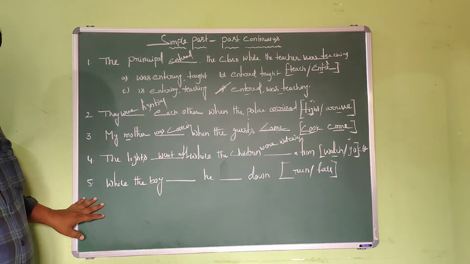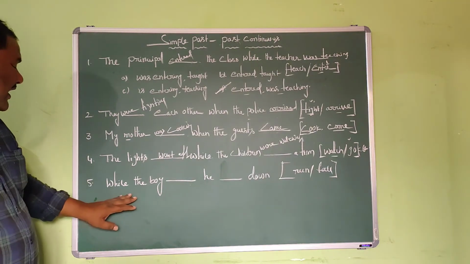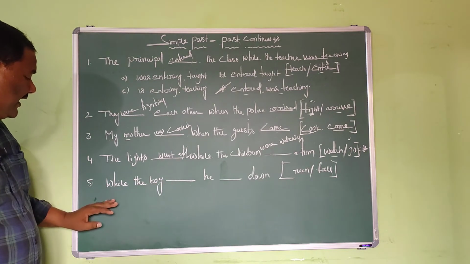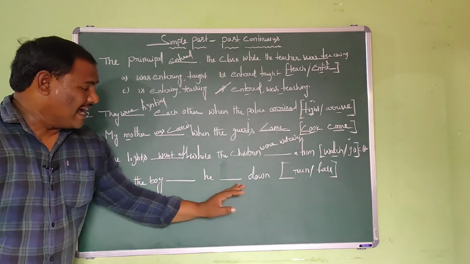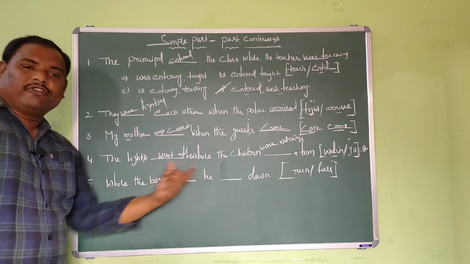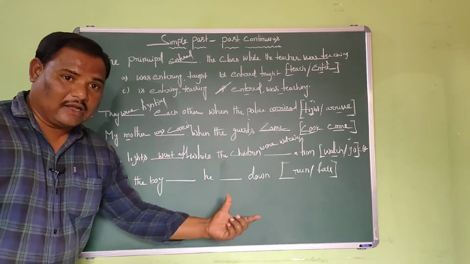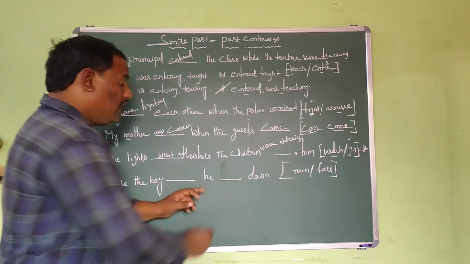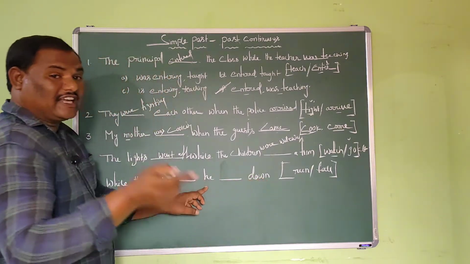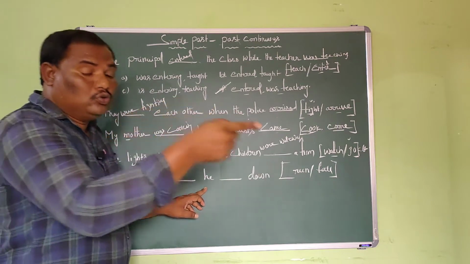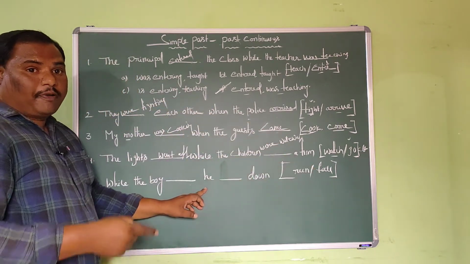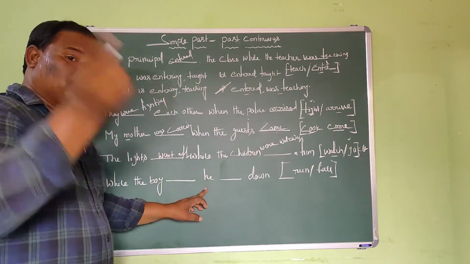We shall go to the fifth question here. While the boy dash, he dashed down. What was happening? What happened? When something was happening, what happened? He dashed down. Fell down, when? While running. So running is a continuous action, and it was happening in the past.